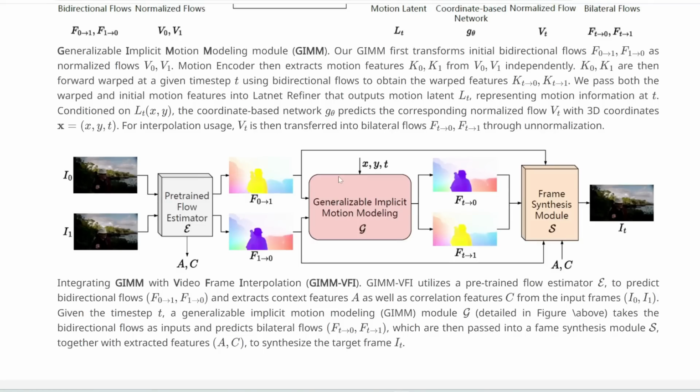It has three main components. The first one is this pre-trained flow estimator, and this is used to predict the bidirectional flows between two input frames. And then next we have this GIMM module, which takes the bidirectional flows as input and predicts bilateral flows at any time step. Basically, this is used to interpolate frames at any point in time. And then finally, we have this frame synthesis module, which takes everything and generates the target frames.